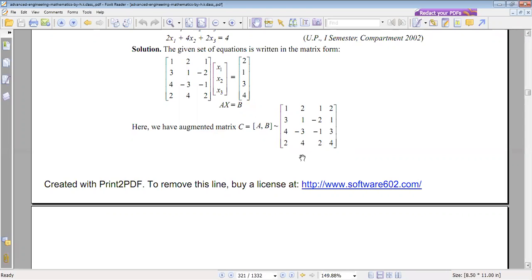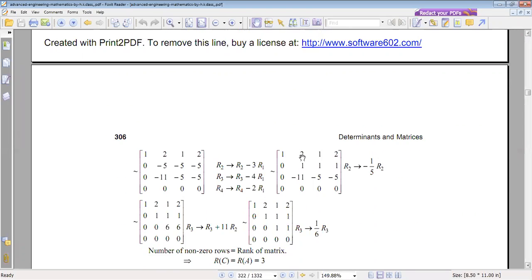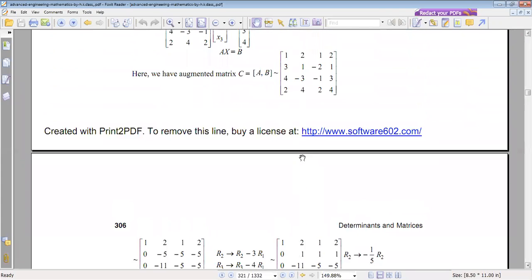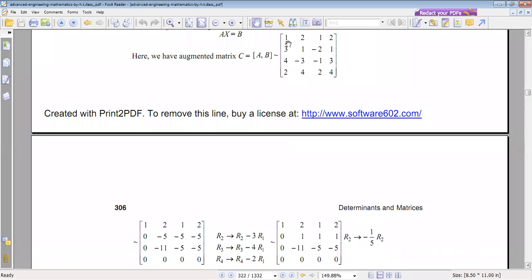Clear? Now we have to find out the rank of the matrix. See here. So this is already 1. So how can we make this element equal to 0? We can easily make it 0. How? Row 2 tends to row 2 minus 3 row 1. That means 3 minus 3, result will be equal to 0. Again, row 3 tends to row 3 minus 4 row 1, because 4 minus 4 into 1 will be 0. And row 4 tends to row 4 minus 2 row 1.